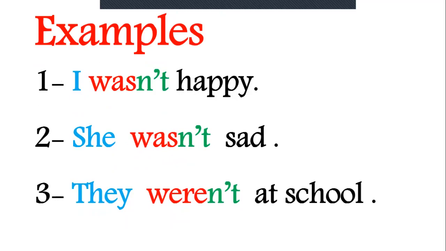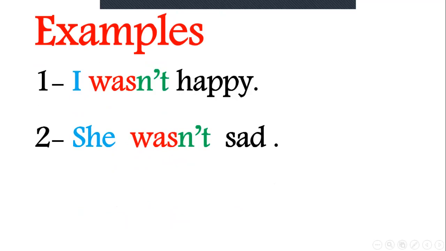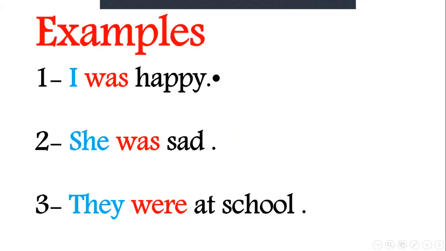Look at example number 3. They were not or weren't at school. They weren't at school. Also here, my students, we add n apostrophe t to make it a negative sentence. Look again at this example. They were at school.